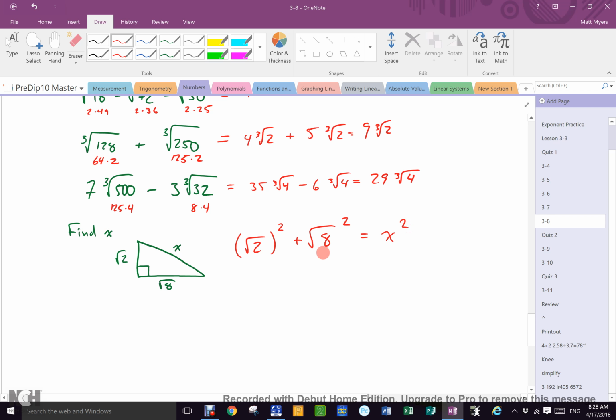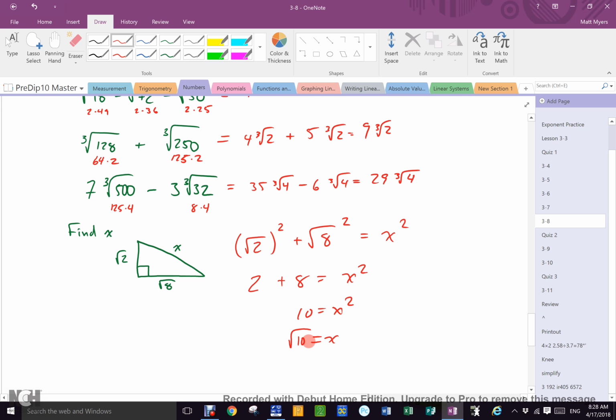No. But I can add them. Because what is the square root of 2 squared? 2. What is the square root of 8 squared? 8. 2 plus 8 had to equal x squared. So 10 had to equal x squared. So what did x equal?